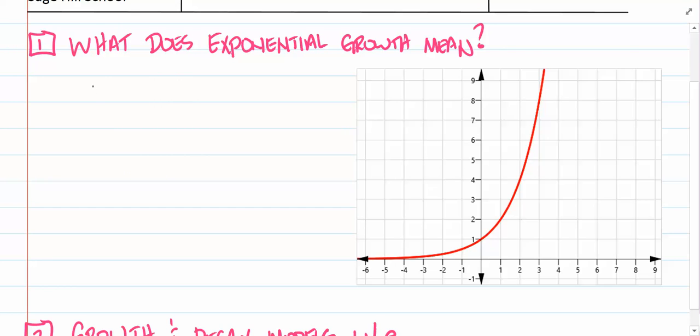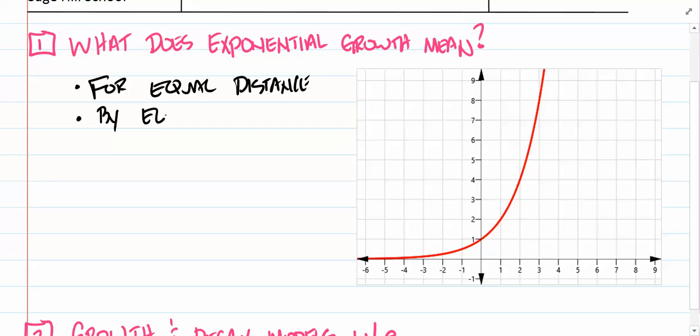It means for equal distance. So for equal distance, you grow or decay by equal factors. Okay, that's the important word there is factors. So for equal distance, I should put right here, grow or decay by equal factors. So what does that mean?